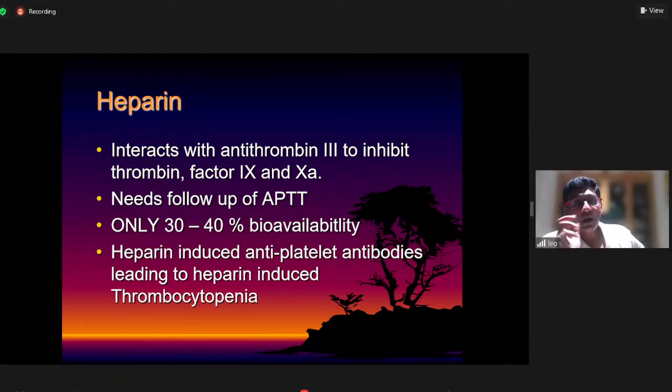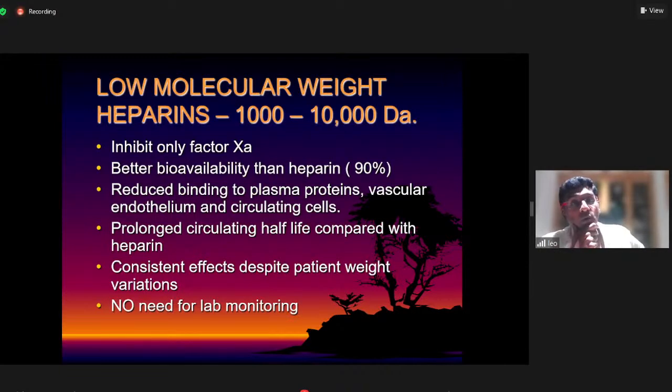More importantly, the downside with heparin or unfractionated heparin is the production of antiplatelet antibodies, which can end up leading to issues associated with thrombosis and the thrombotic bleed as well, and leading to thrombocytopenia, which is called heparin-induced thrombocytopenia, which we have to be on the watch out for.